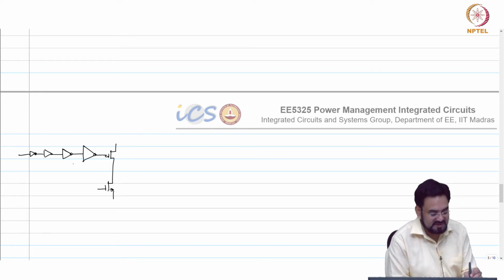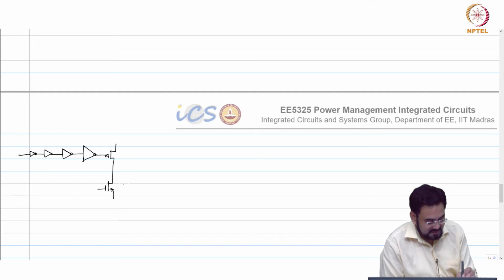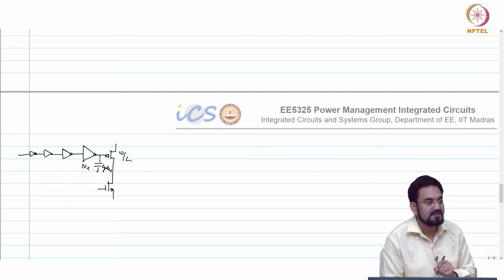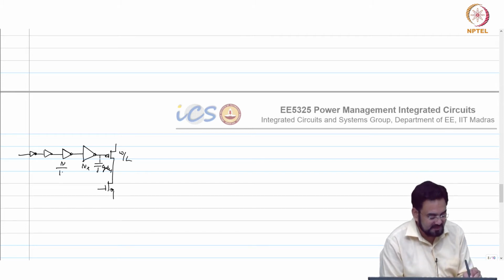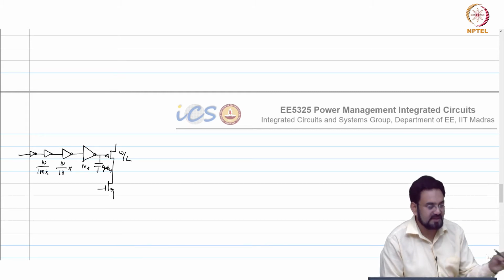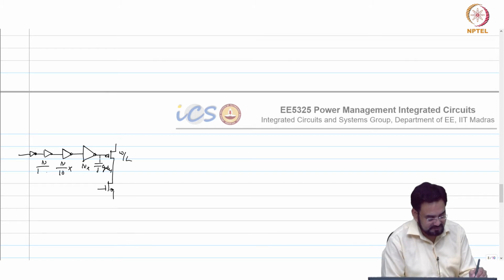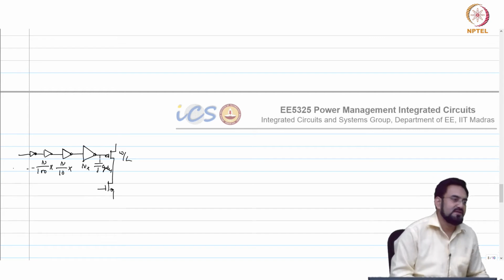So whatever the size of this inverter, let's say this guy is W by L, and it has some gate cap C gate P. If I call it NX, then this might be N by 10x, this may be N by 100x, something like that, and that's how it will keep reducing.